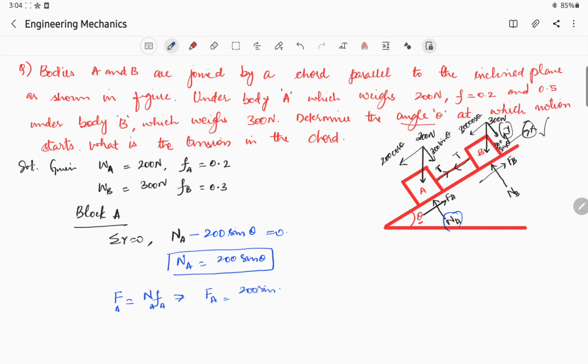200 sin theta into NFA. How small is FA? 0.2. Okay, so if you simplify this one, FA is equal to 200 into 0.2, you will get 40 sin theta.